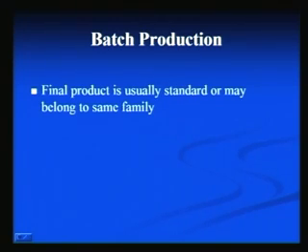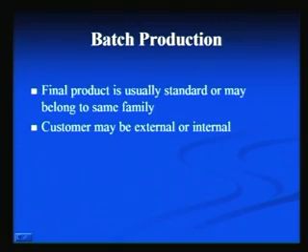Another characteristic is that the customer may be external or internal. This is very important in case of batch production. Your customer may be an outsider, means you have to supply that product to the external customer, to the market, or internal, means from one department to another department. Say one department manufactures one assembly, say in the automobile industry, an engine assembly plant is there, a gear assembly plant is there. So, they are basically independent units, but at the same time they are supplying those products to the other plants of the same organization.